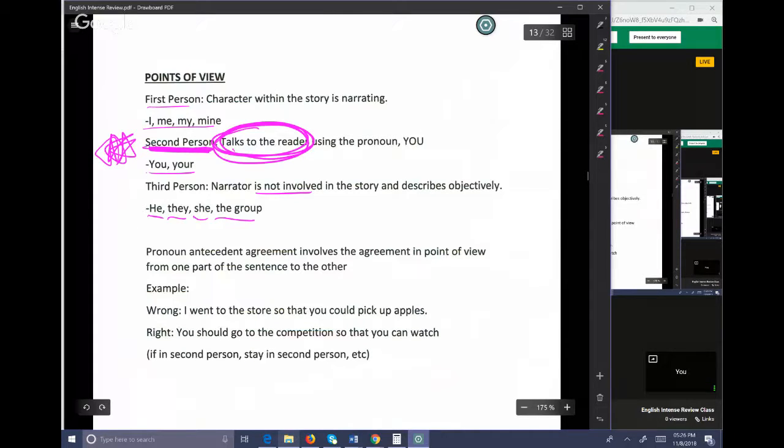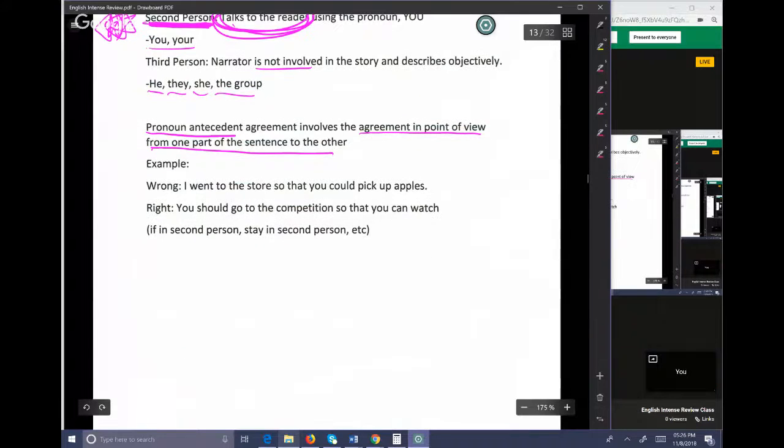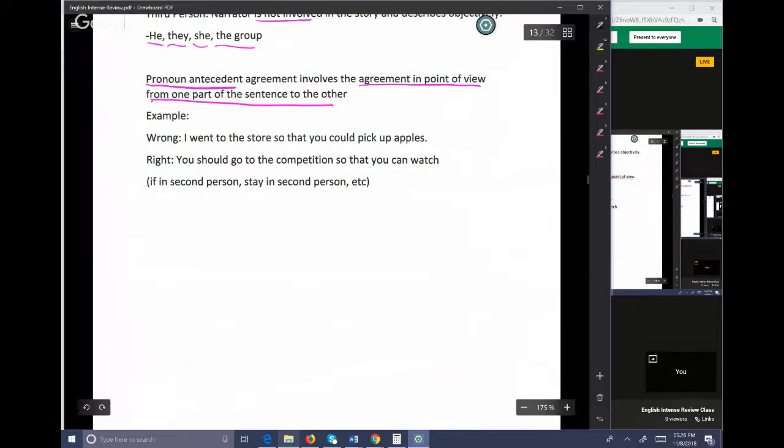Don't forget about pronoun antecedent agreement as well, which is an agreement in point of view from one part of the sentence to the other. So for example, if you start out talking about a guy, you continue talking about a guy rather than saying John and then saying she to describe John. And if you start out in first person, you stay in first person and you don't go off into third person later in the sentence.